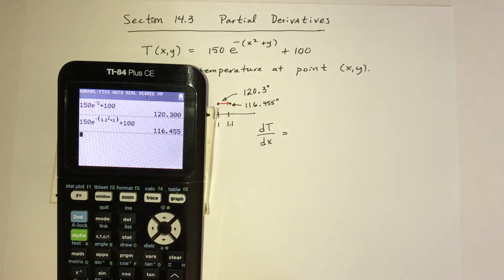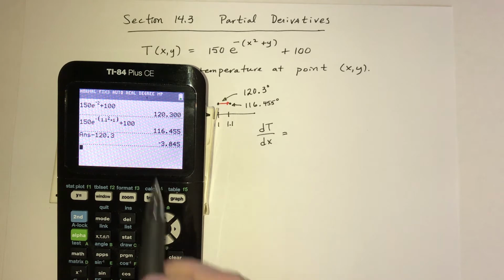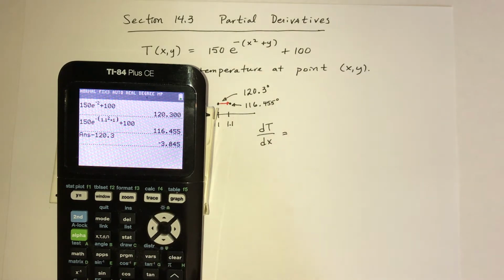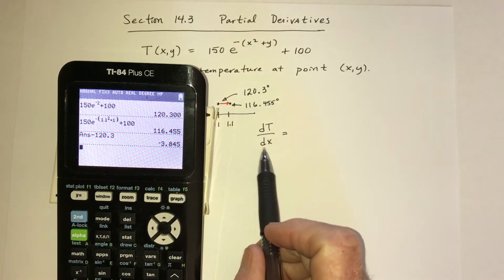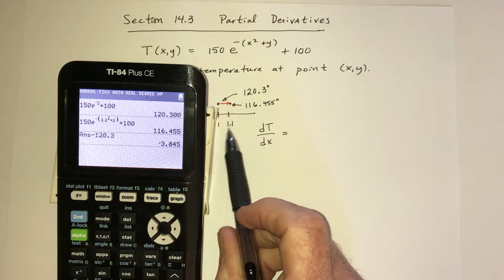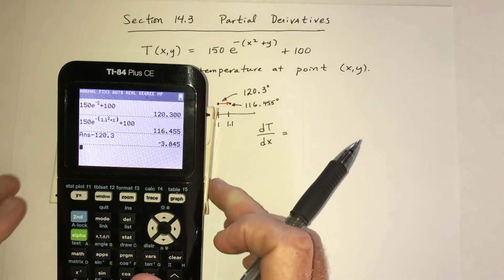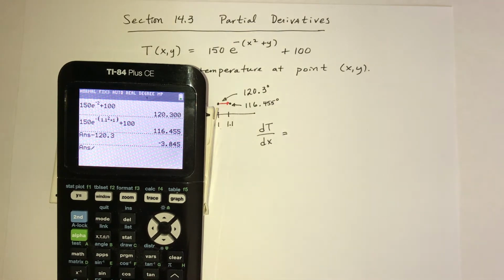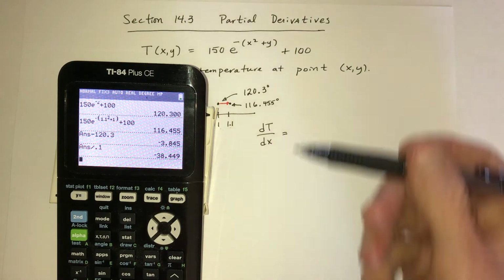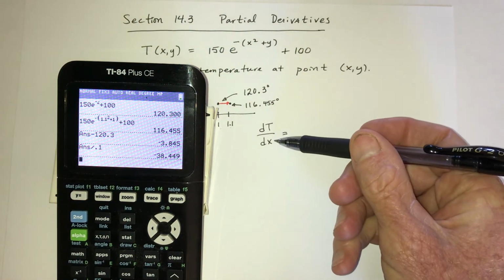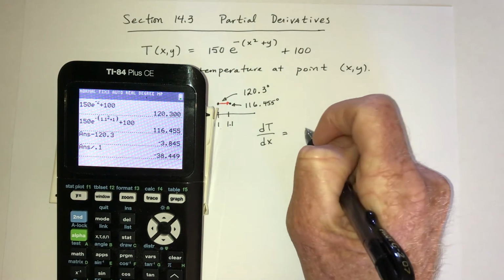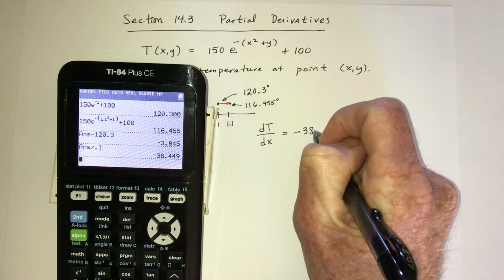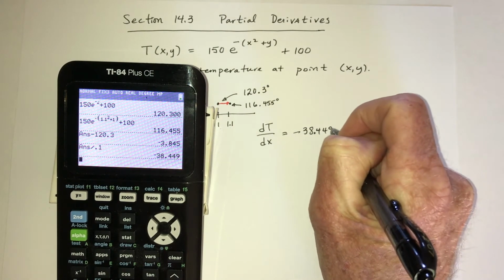So let me say this minus the original 120.3. It went down by negative 3.8, or it went down by 3.8 degrees. But this says divide by dx. Well, dx is going to be 0.1 because this went from 1 to 1.1. So divide by 0.1. So the difference in temperature divided by the difference in x is a negative 38.449.